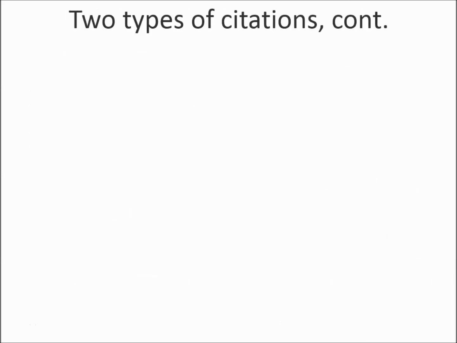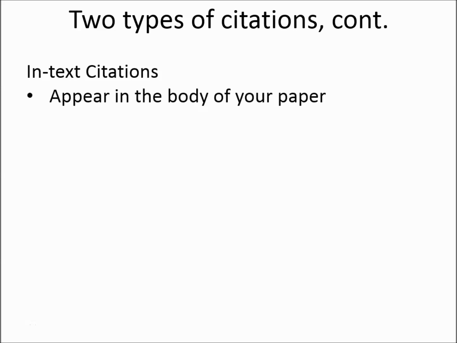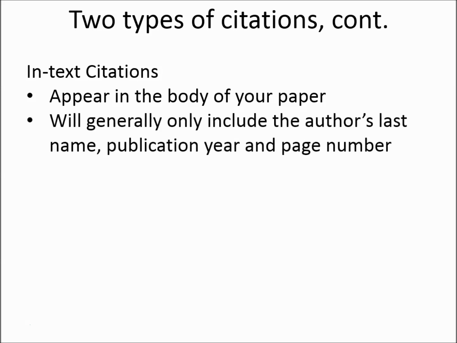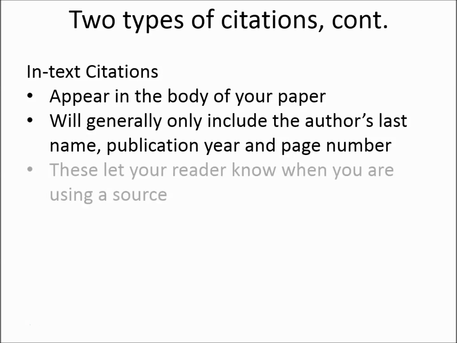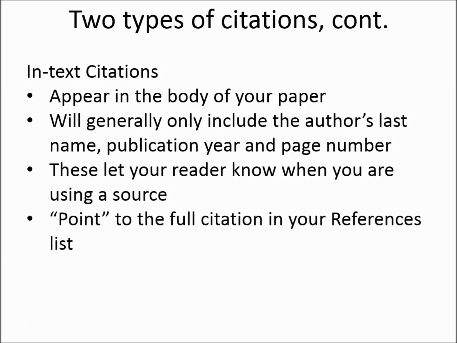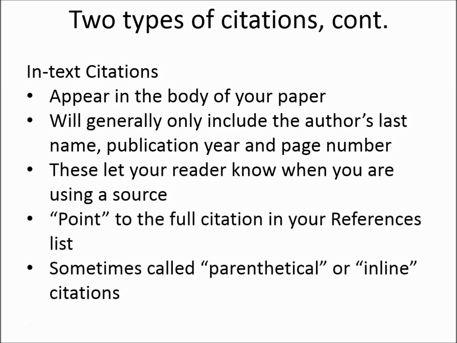Now let's talk about in-text citations. In-text citations appear in the body of your paper. These citations are abbreviated. They serve as signals to your readers when you are using a source. They point to the full citation in your references list. Generally speaking, in-text citations will include only the author's last name, the publication year, and page number, if applicable. We sometimes call these inline citations or parenthetical citations because they appear in parentheses.